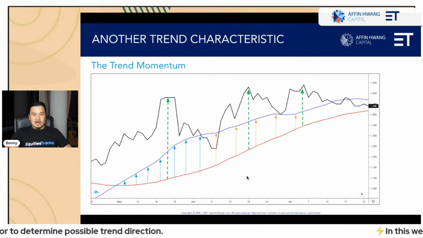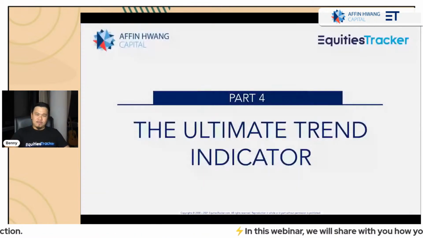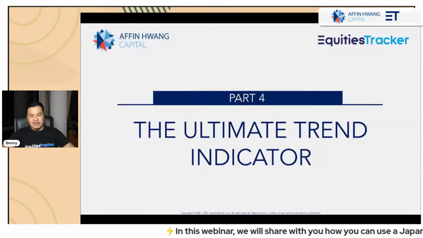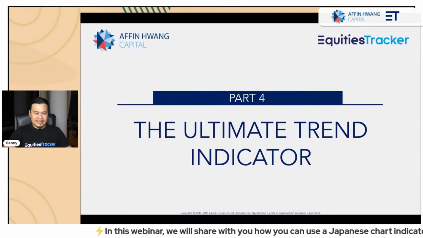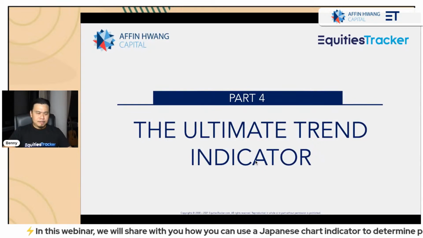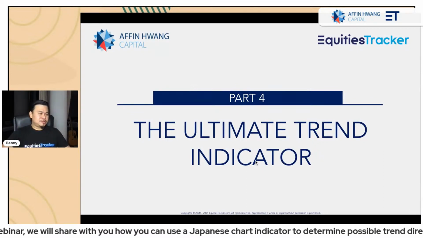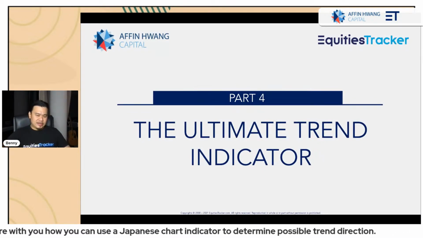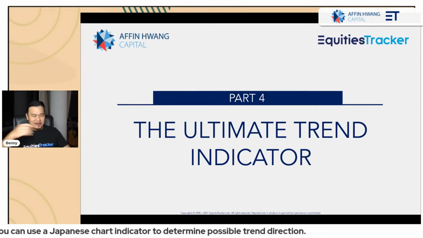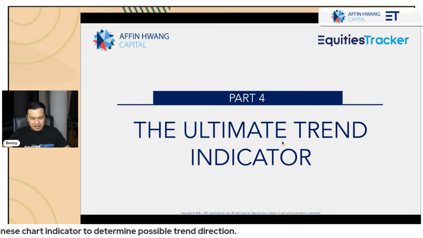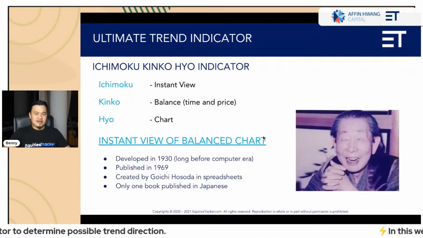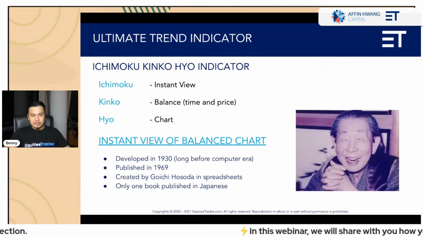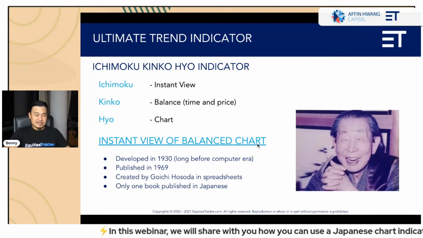All right. So now, all of these can be represented by one indicator. I know for me, so far, I find this to be the ultimate trend indicator. Because number one, it's simple to use, and number two, it has this forecasting element in there as well, which I'm going to share with you. Okay. So this indicator is called the Ichimoku Kinko Hyo. All right. I'm not sure whether I pronounce it correctly because this is a Japanese indicator.